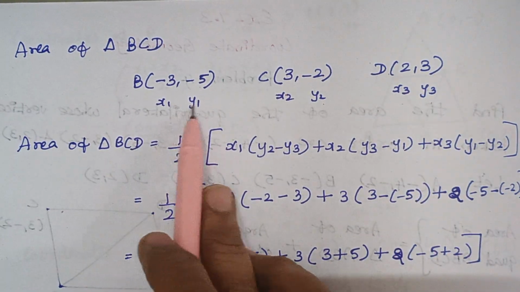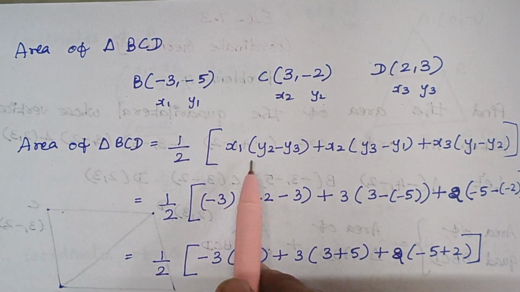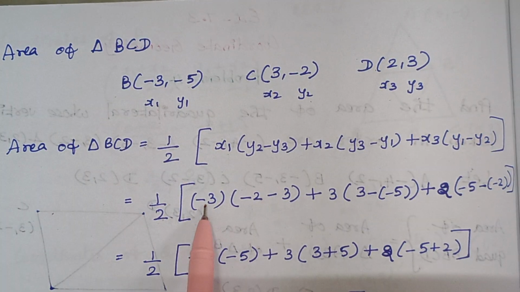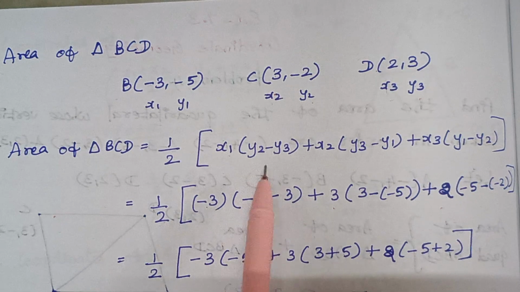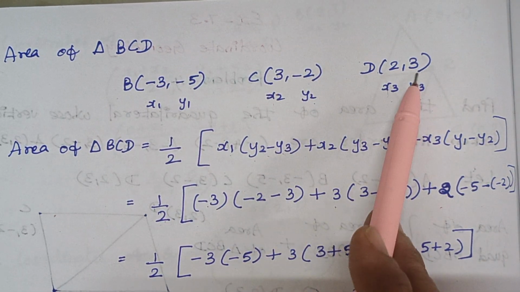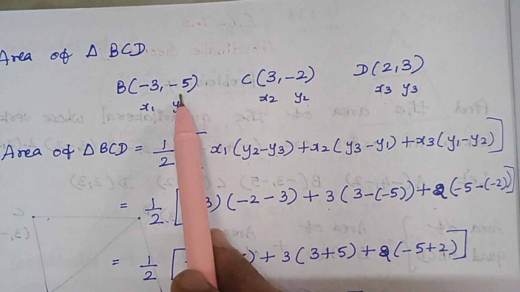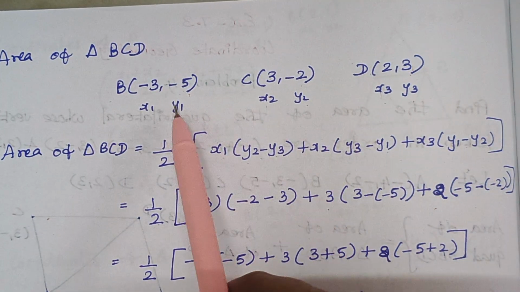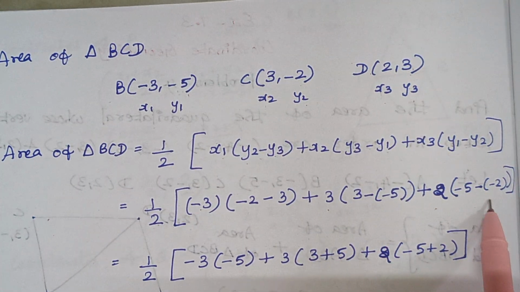So again we are going to substitute these values in the area formula. Area is again the same thing: half of, what is x1? x1 is minus 3, x2 is 3 and x3 is 2, right? So y2 minus y3: minus 2 minus 3. And y3 minus y1: 3 minus of minus 5. Then finally y1 minus y2: this is my y1 and y2, so minus 5 minus of minus 2 here.